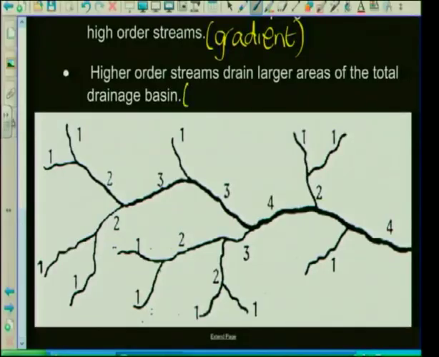And our last rule is the size of the drainage basins. If I draw a drainage basin around a first order stream, it's going to be a much smaller drainage basin than if I draw a drainage basin around a fourth order stream. So this last rule is the rule that relates to the area of the drainage basin.